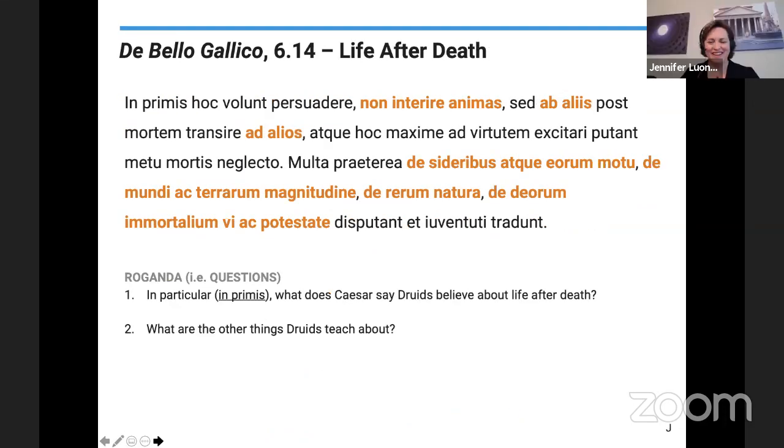Yes, yes. All right, so this next section, we're going to talk a little bit about the beliefs of the Druids. So question 1 to focus on, in particular, chiefly, what does Caesar say the Druids believe about life after death? And number 2, what are the other things that Druids teach about? So we'll give you some pause time.